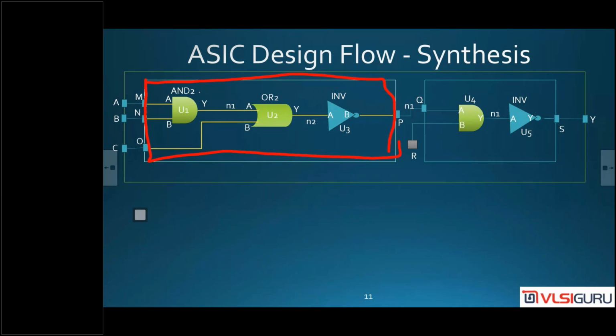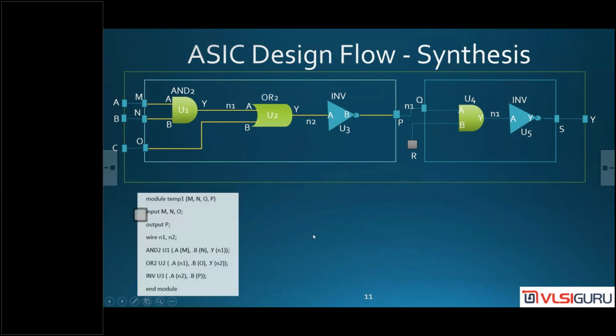Now if you take this B1 block, what are the inputs? M, N, O. What is the output? P. First we write the Verilog program for this one block. That is gate level netlist. This is a gate level netlist for the block.